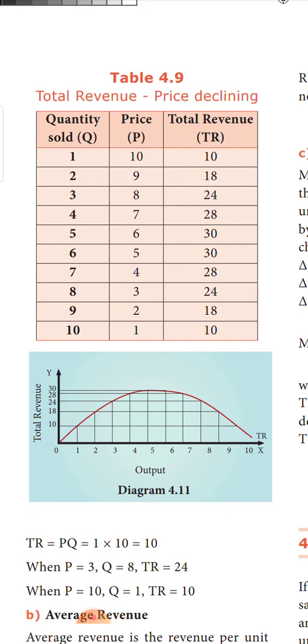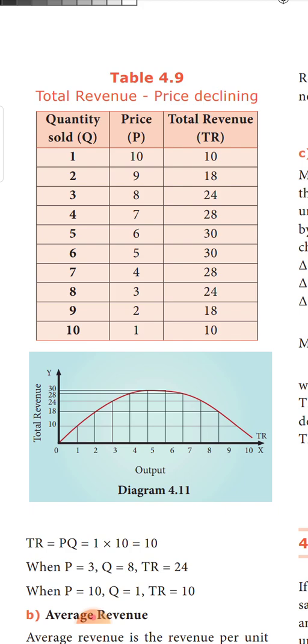This is the very simple law of demand. When price falls, quantity demanded, or quantity sold here, increases. So, just find out what is total revenue. How will you arrive at total revenue? Quantity into price of the commodity. So, just look at the last column. 1 into 10, 10; 2 into 9, 18; 3 into 8, 24; 4 into 7, 28.